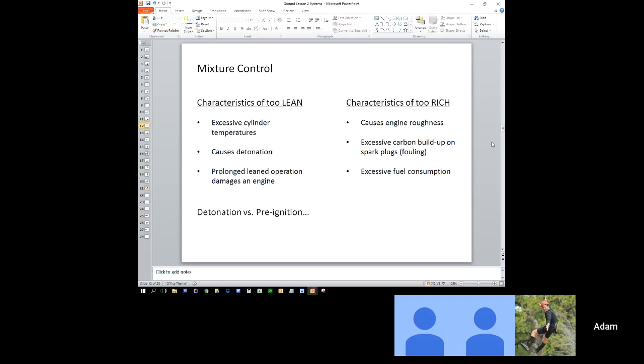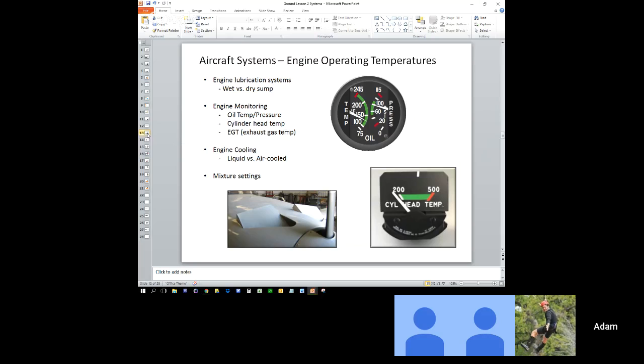So mixture, and I'll try to recap this at the end too, happens to be an extremely important aspect of engine cooling. That's one very important thing your flight instructor will teach you as you start to learn how to fly the airplane: understanding how mixture affects engine temperatures. So let's dive a little deeper into engine temperatures.